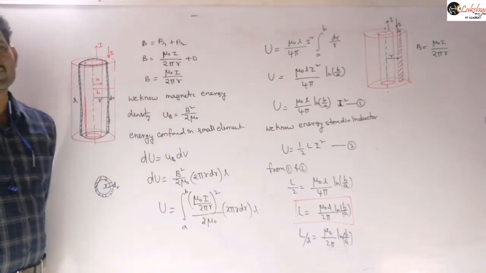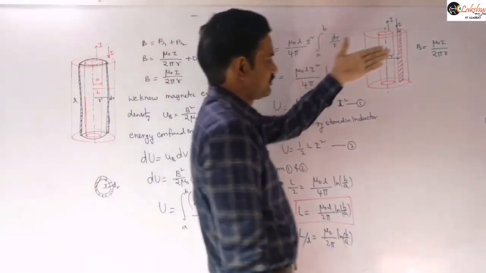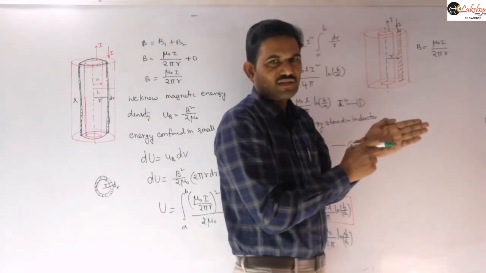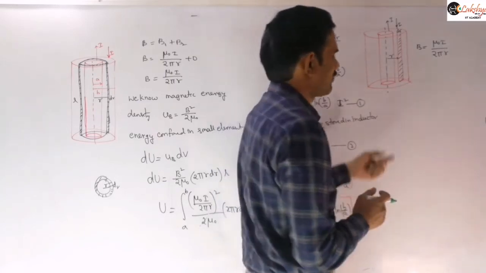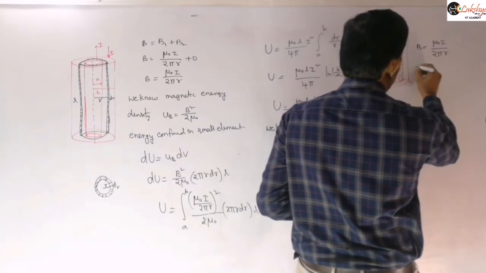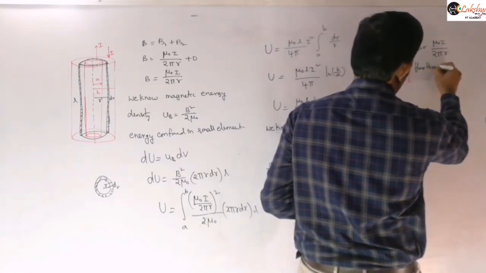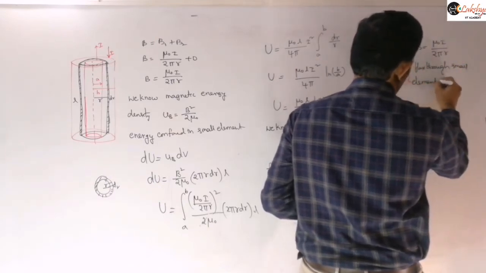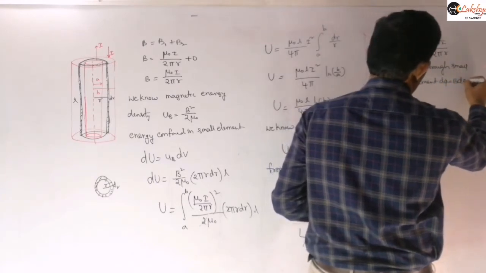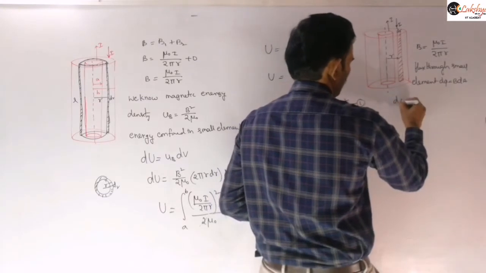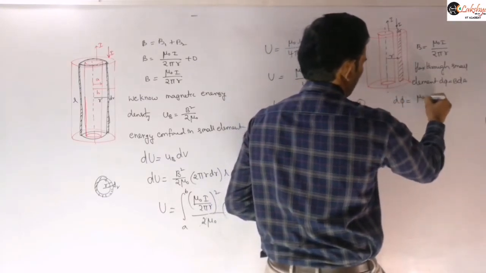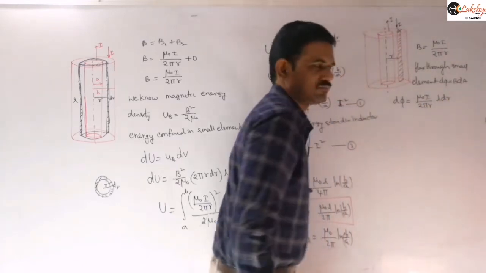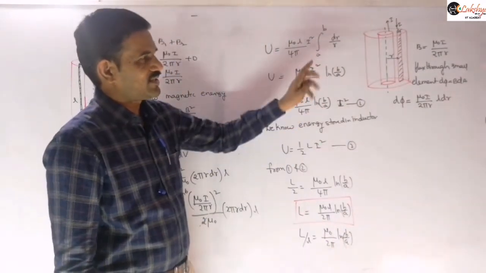Next, our usual calculation is to find the flux. We are taking a plane in between the two shells, and in that plane we calculate the flux passing through it. The flux through the small element is d phi equal to B into dA. So d phi is equal to mu naught I by 2 pi r into l dr, right? The length of this element is l, since it is rectangular.